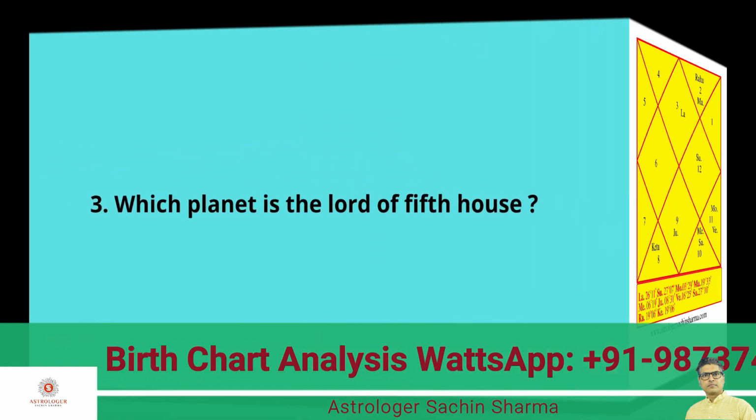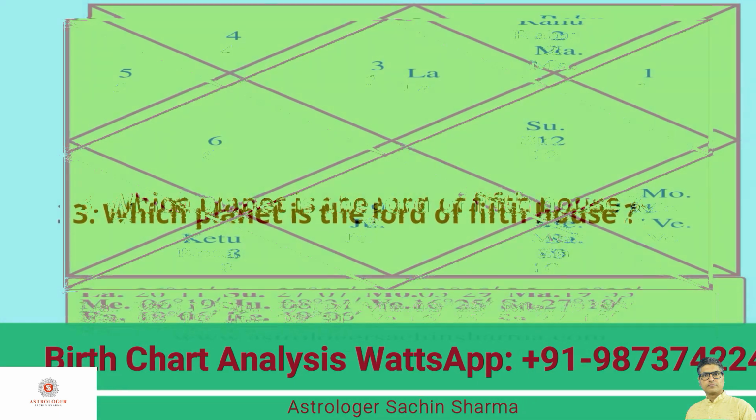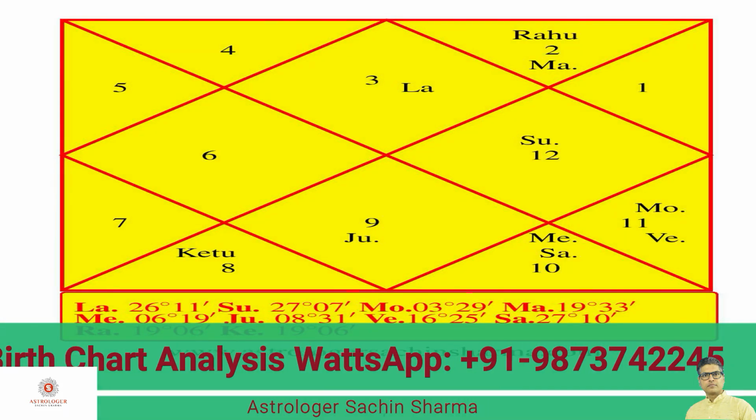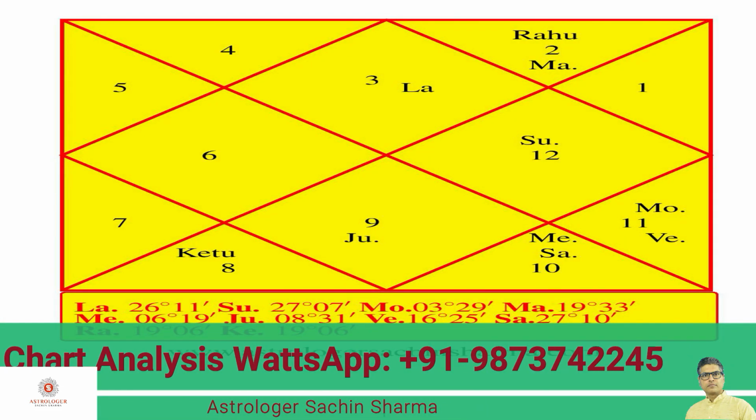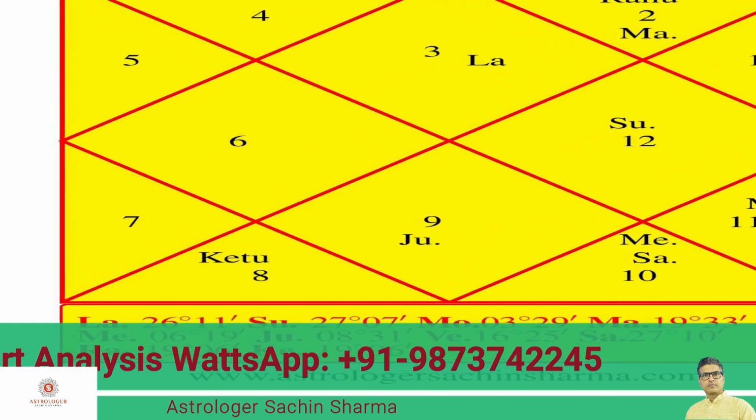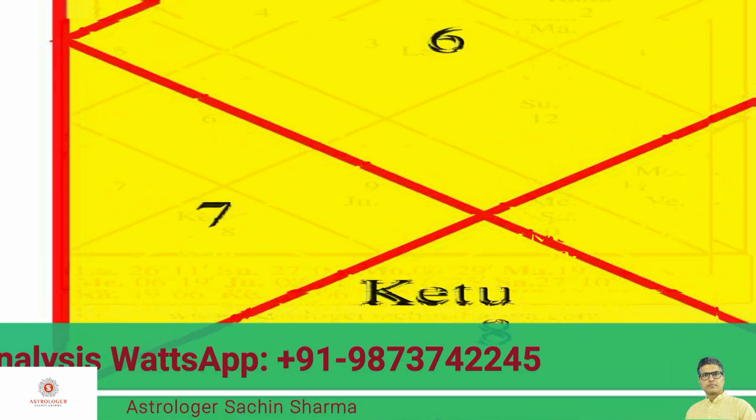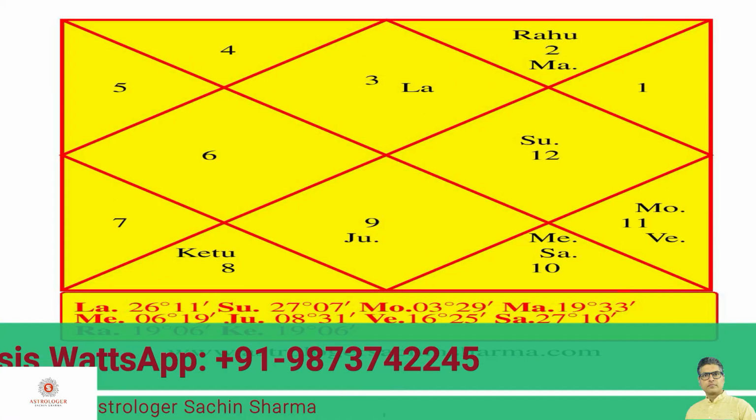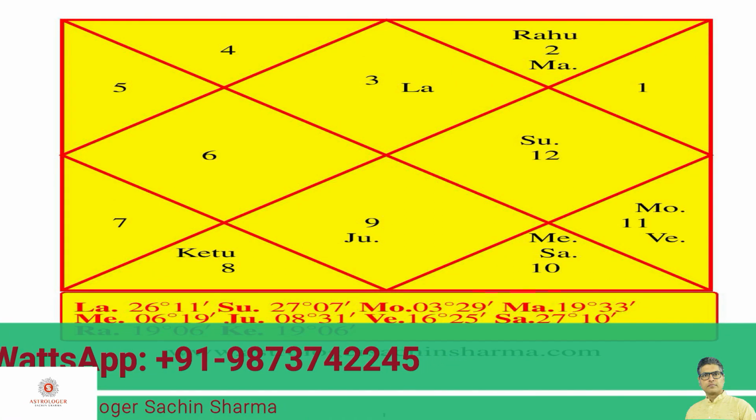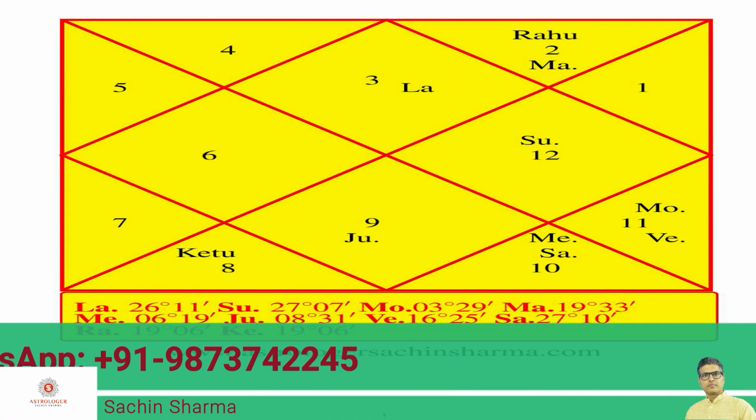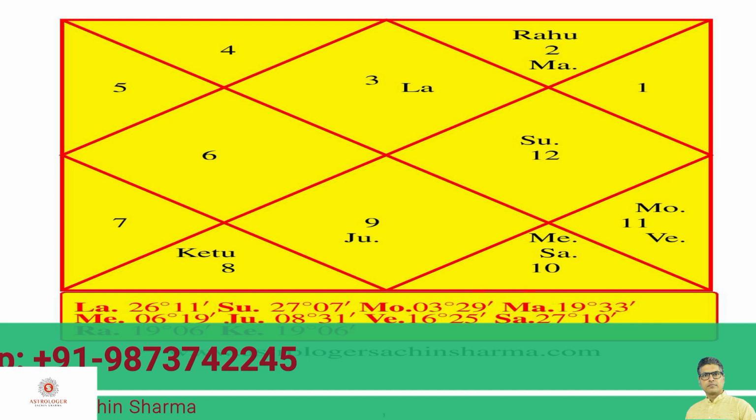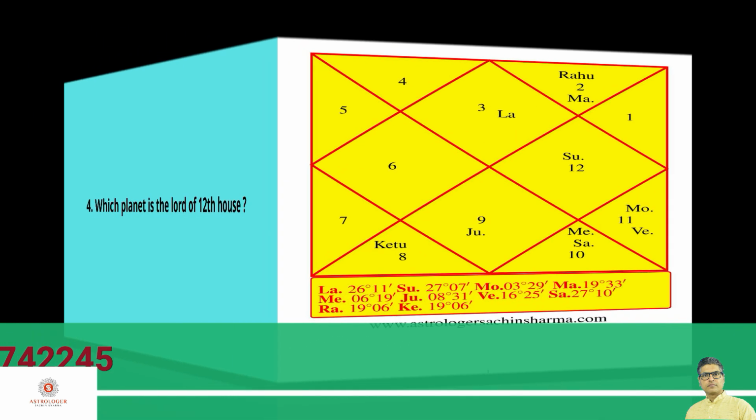Now question number 3. Which planet is the lord of the 5th house? Here we can see in the 5th house 7 number is written. Therefore Venus is the lord of the 5th house, since 7 number belongs to Venus, which is the sign of Libra.